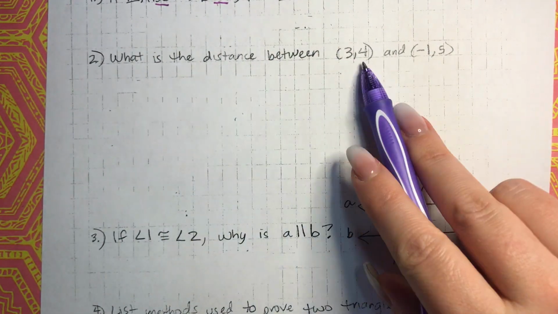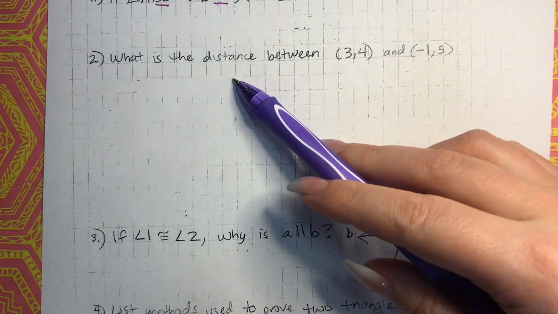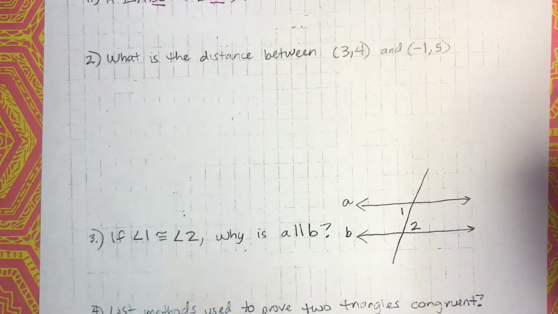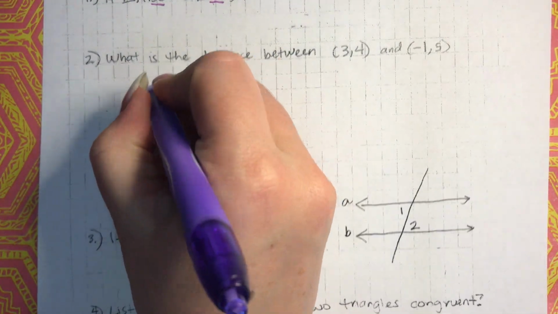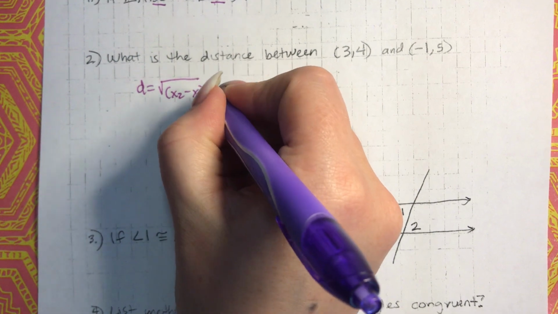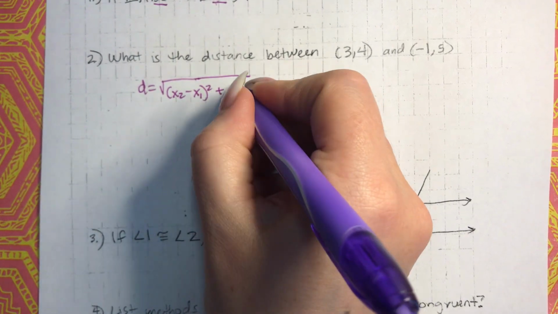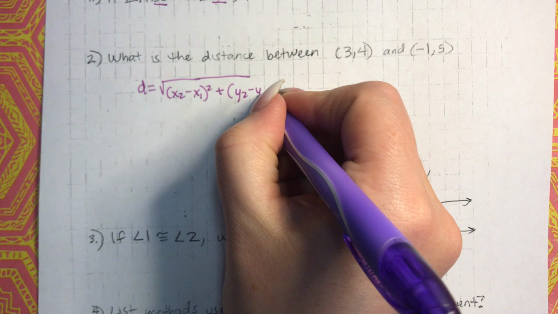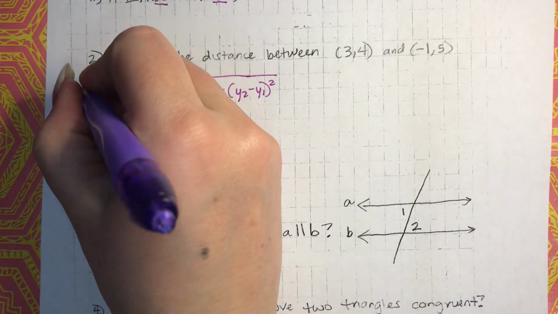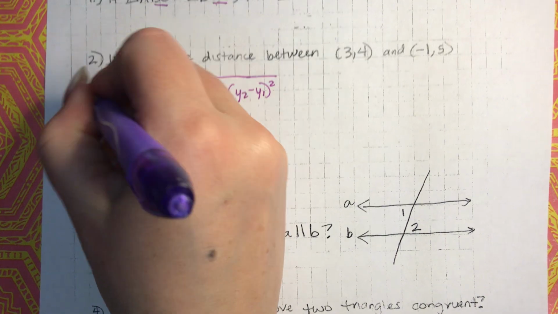It says, what is the distance between these 2 points? Remember, whenever you're finding the distance between 2 points, you're going to use that distance formula, which is D equals the square root of x2 minus x1 squared plus y2 minus y1 squared. Memorize that. That is a flashcard.